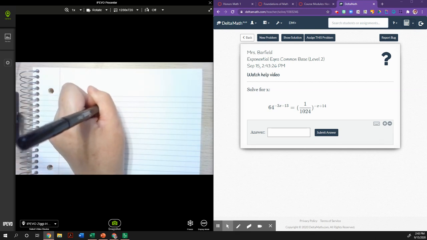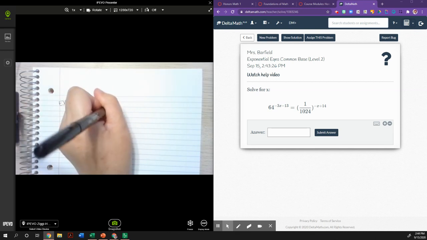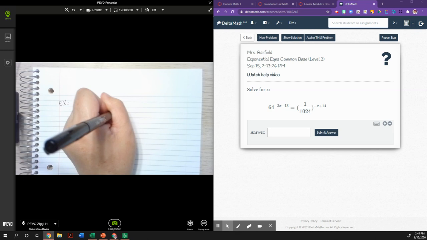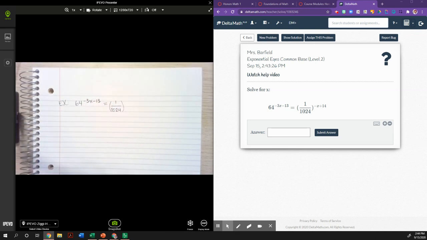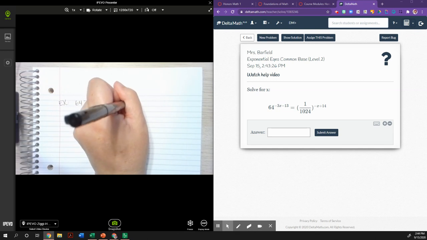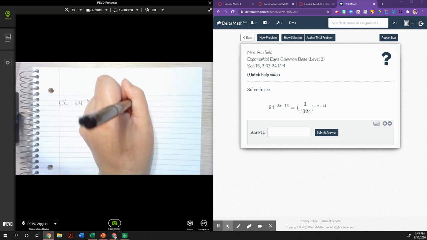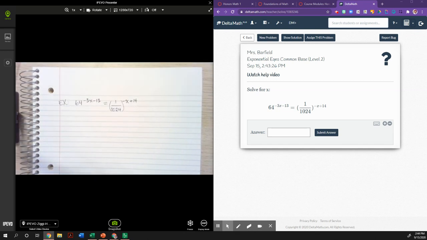I am copying down this problem. I'm wondering if you are wondering the same thing about what I am going to do with this fraction and converting that to a problem with the same base. It's actually a lot easier than you think. You're still looking for 64 and 1024. So you're still looking for those two numbers.